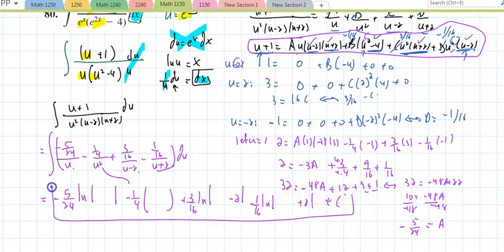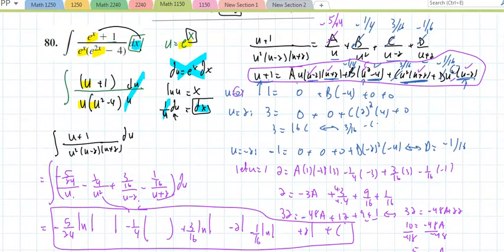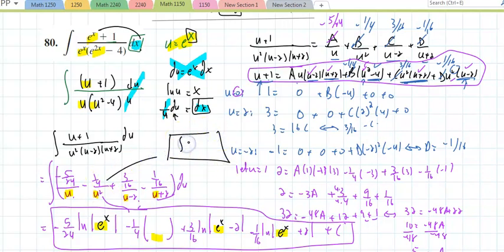That would be my final answer. I should have used a different color. I didn't realize it was going to be this long. And let's see, don't forget what u was. u was e to the x. The integral of u to the negative 2 is add 1 to the power and divide by that. And there it is.